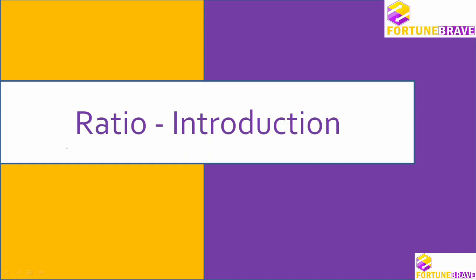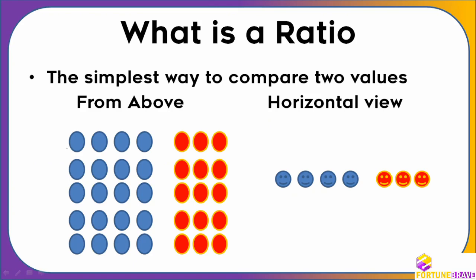Ratio is the building block of most of the questions that come in quantitative aptitude. So we need to learn it very clearly and deeply, and we should be able to convert most of the questions into ratio questions. The definition says that ratio is the simplest way to compare two values. We use a ratio only for comparing two or more values. It can be 3 or 4 or 5.